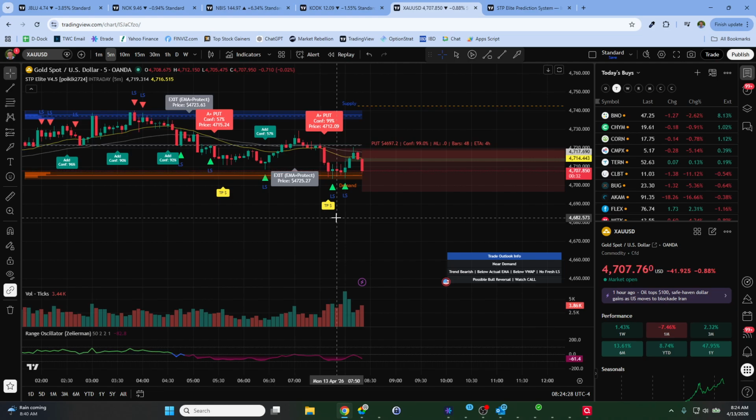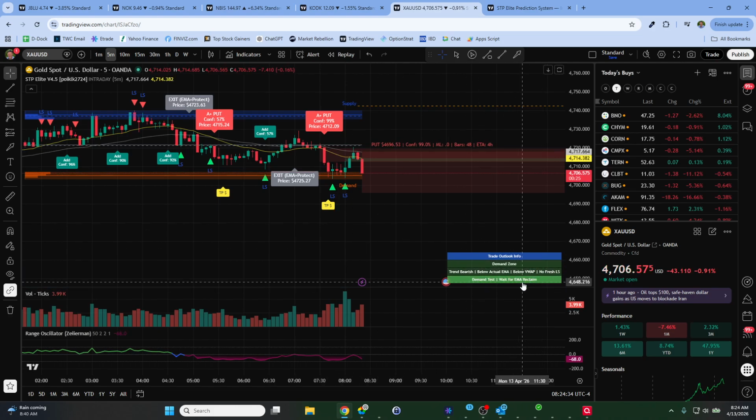It's below EMA lines. It's below VWAP. No fresh liquidity sweeps. It's saying there's a potential call coming in. So if you want to get your orders ready, typically in a demand area, you might see this bounce back up. Again, I'm going to describe these things here.